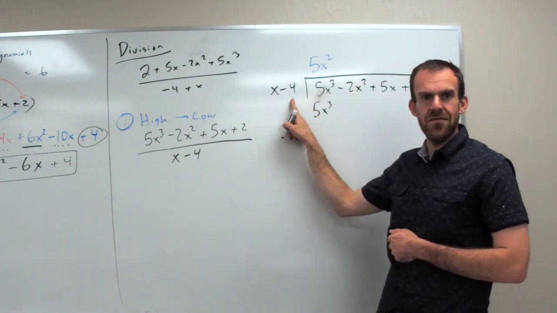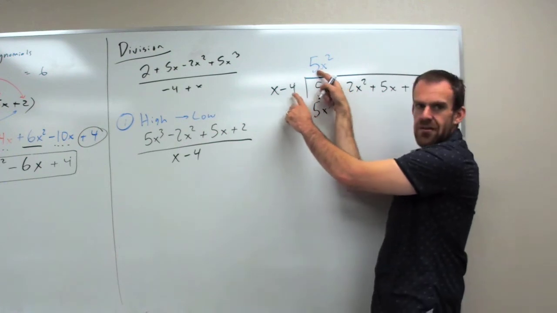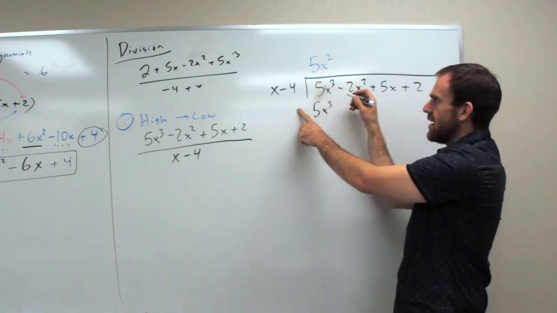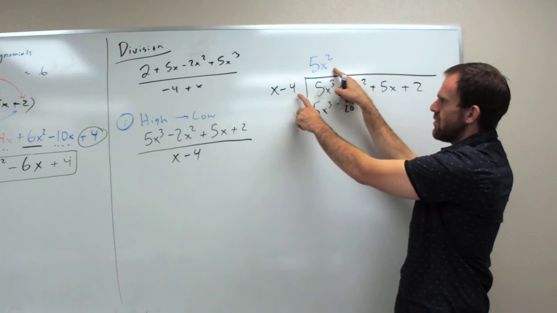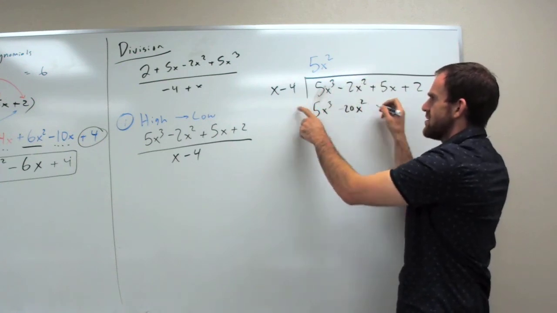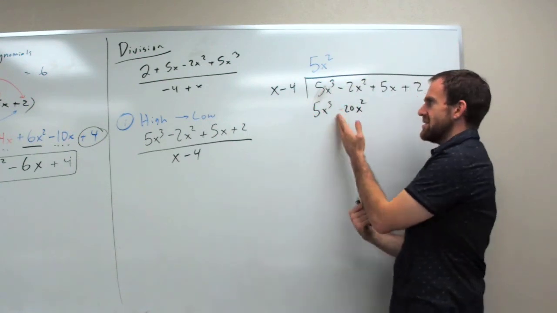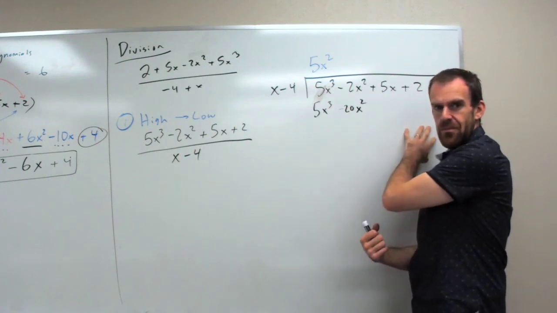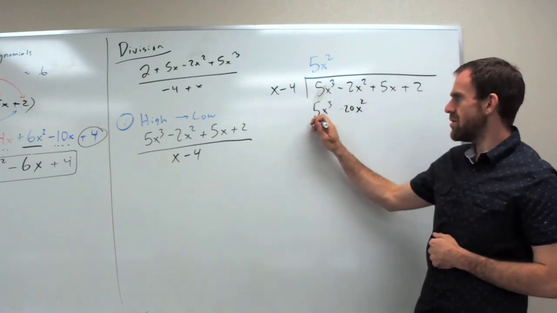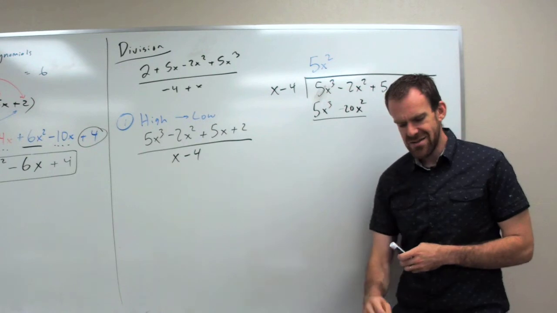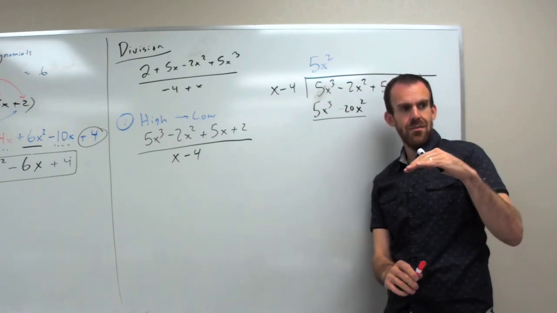5x squared times negative 4. We'll multiply the numbers. So negative 4 times 5 is negative 20. X squared times no x is x squared. If you've written these out correctly, all of these will line up. Just like you did in normal division, draw the line across, and then you subtract that number.